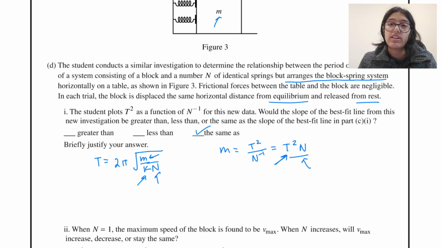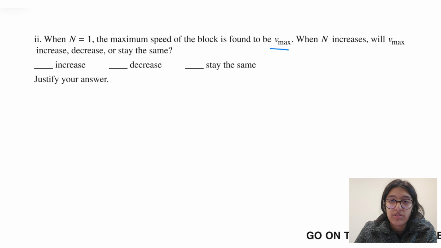All right, so our last part for this problem is when n is equal to 1, the maximum speed of the block is found to be Vmax, okay? When n increases, so when the number of springs increase, will Vmax increase, decrease, or stay the same? And then we have to justify our answer.